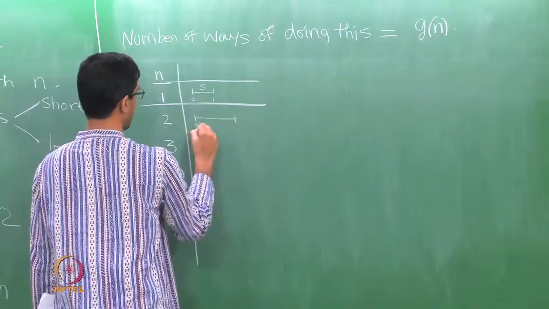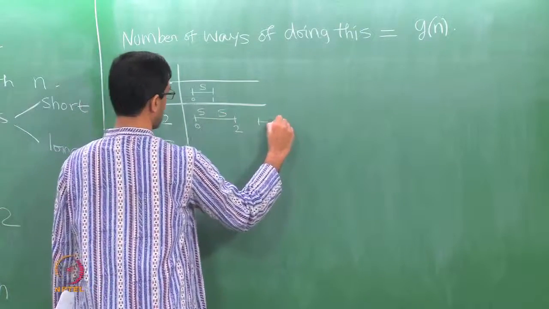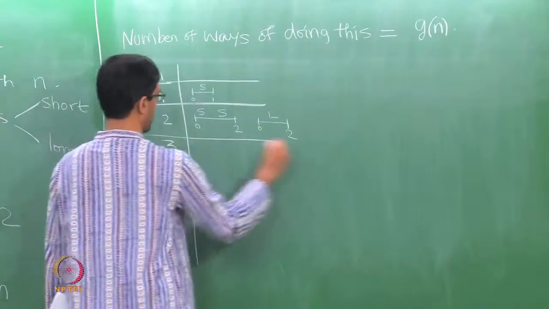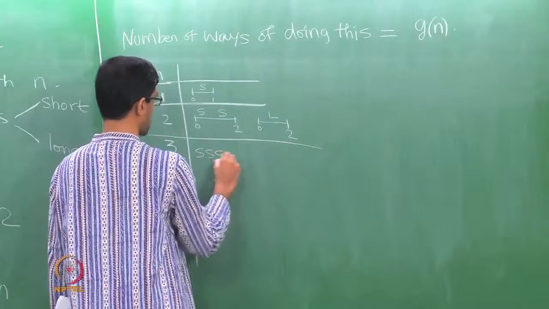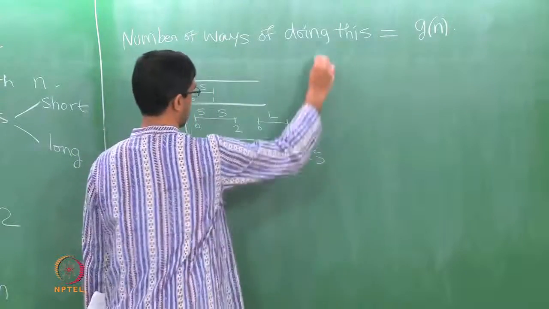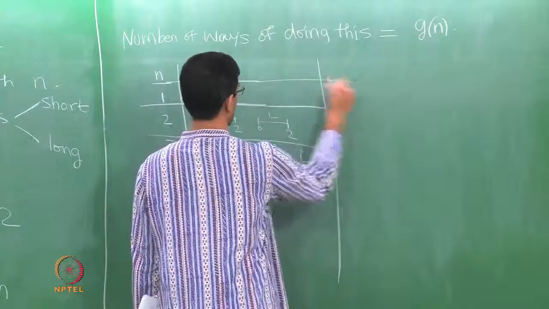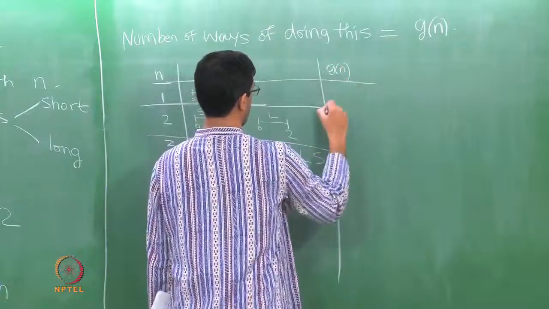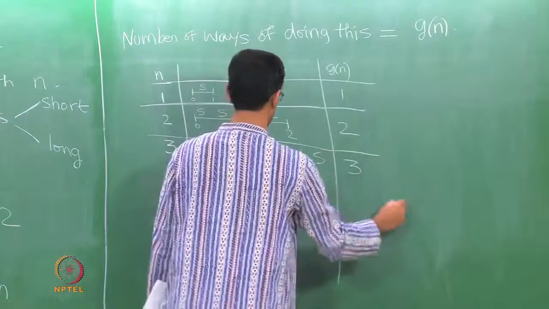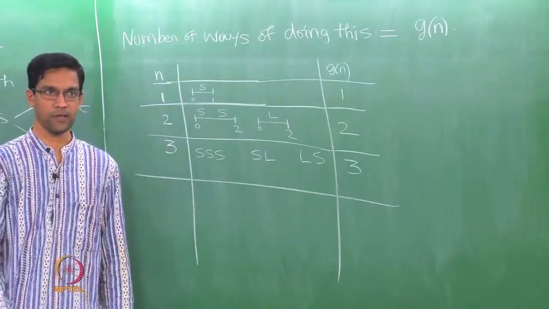If n is 2, you have an interval of length 2, which you can either fill with 2 short blocks or with a single long block. Similarly, if n is 3, you can either have 3 short blocks or a short block followed by a long block or a long block followed by a short block. Okay, so, well, what are these numbers? The total number g of n, in this case 1, in this case 2, in this case it's 3, and so on. Okay, so I'm not really going to write out the remaining values.